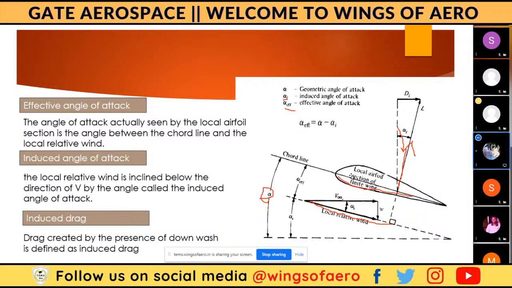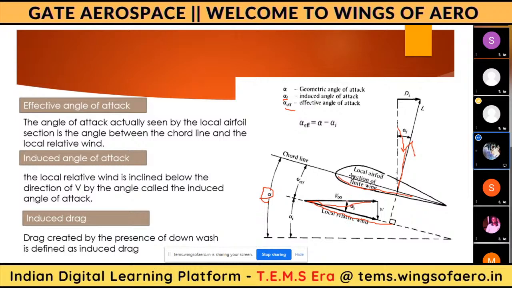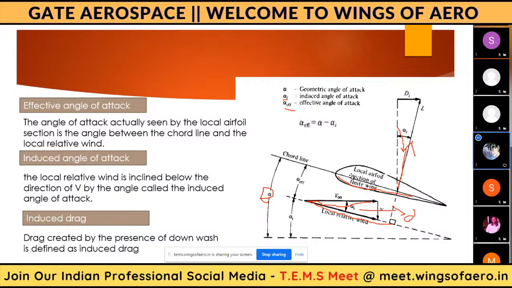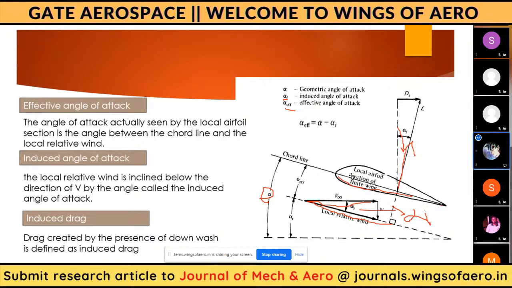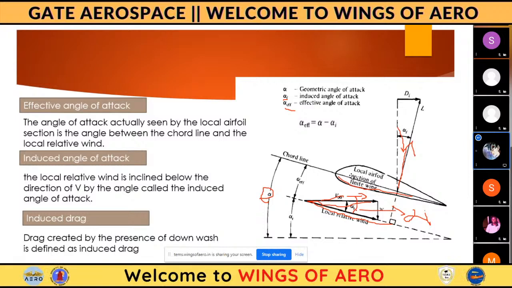So the free stream velocity, we can say this is the free stream velocity, but it is inclined to the local relative wind. See, there is an angle between this. This is alpha I. So alpha I is called the induced angle of attack. See this, V infinity is the free stream velocity, but it is inclined to the local relative wind. So this is called the induced angle of attack. Okay.